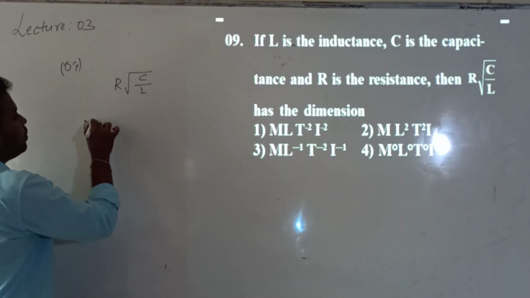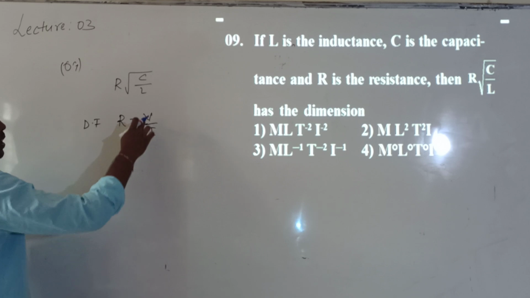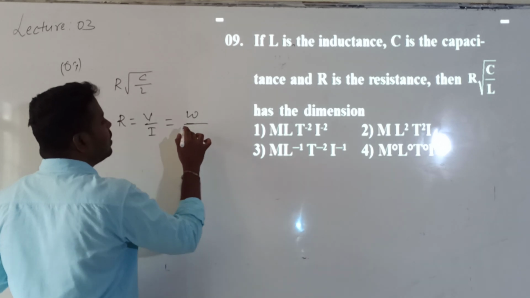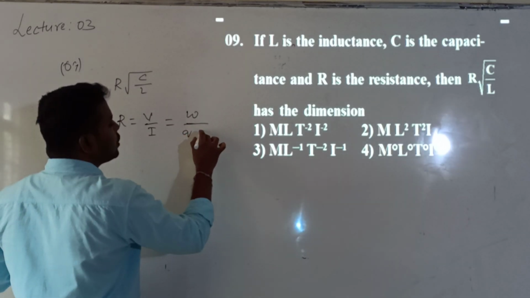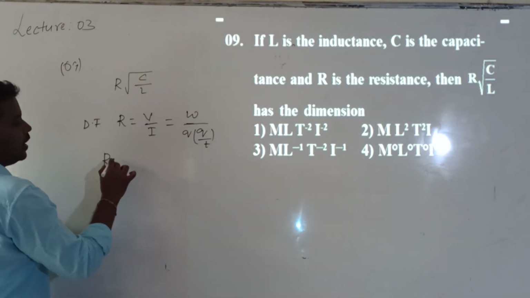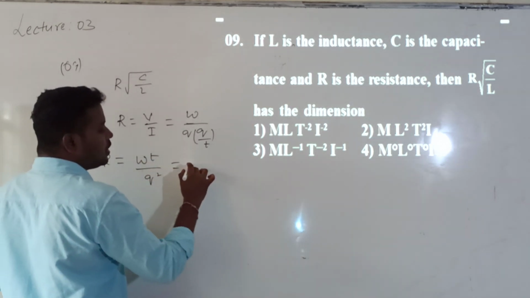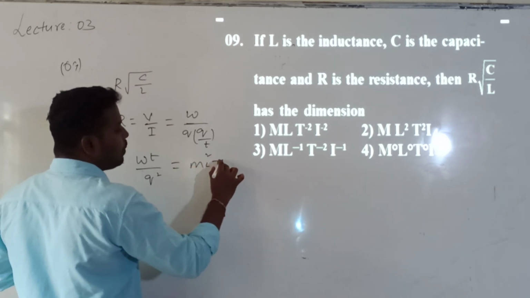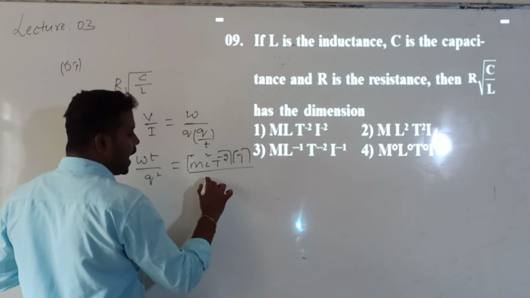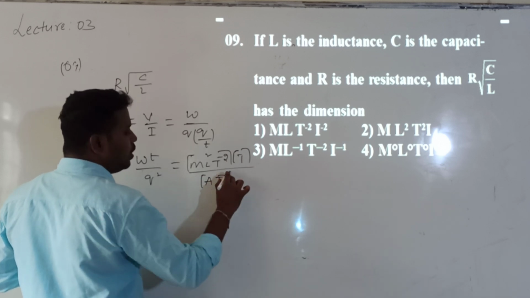Now what is the dimensional formula of R? Resistance is nothing but V by I, potential by current. V can be written by its definition, work done by charge, so W by Q. I can be written as Q by T, since current is the rate of flow of charge. Then R can be written as W into T by Q square. What is the W dimensional formula? M L square T power minus 2 into T, divided by the dimensional formula of charge, A into T, whole square.